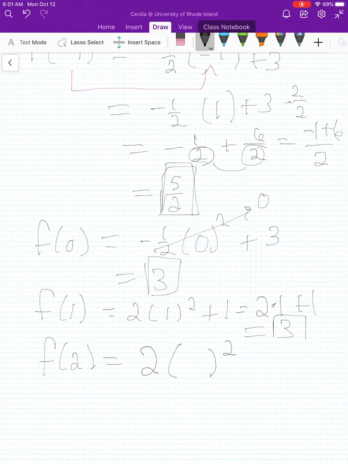Two x squared plus 1. And we're going to put a 2 in here. So now we have 2 times 4 plus 1. And that's 8 plus 1, which is 9.